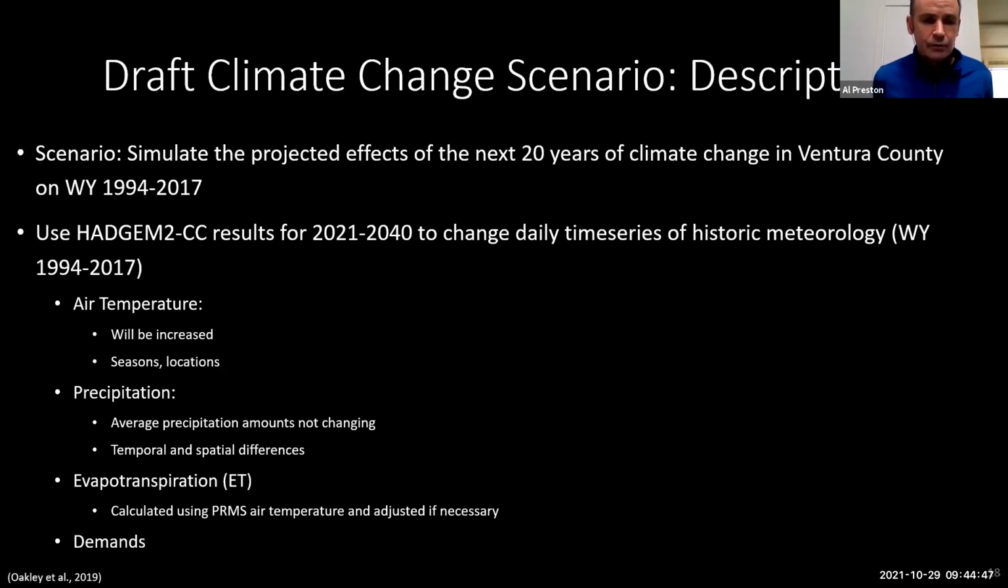Related to the increased ET, we may end up changing the demands. I think this is something still in discussion, but if we assume that the agriculture, for instance, is continuing as is currently, then there's going to be a need for additional water to irrigate the crops to overcome the additional ET, to keep the crops in good condition. So we're thinking about increasing the pumping a little bit or increasing deliveries from Lake Casitas to potentially account for increased demands in the watershed.